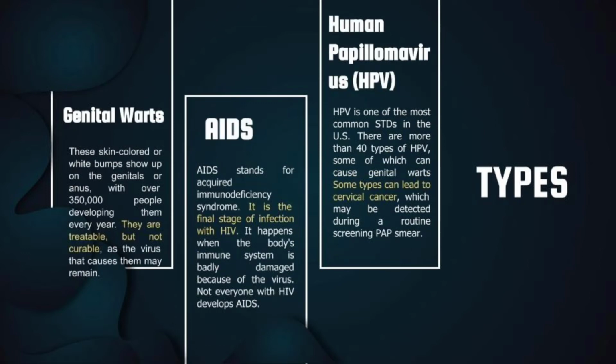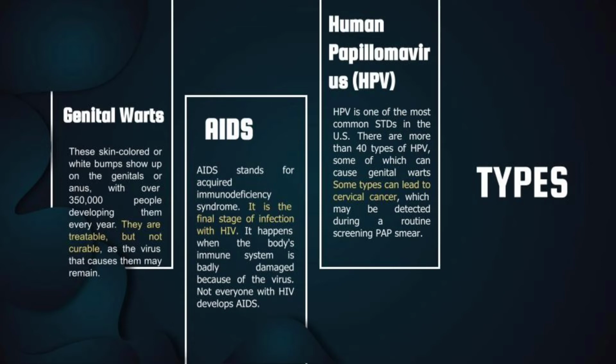The next type is what we call genital warts. So what are genital warts? These are skin-colored or white bumps that show up on the genitals or anus. So the statistics over this, there are over 350,000 people developing genital warts every year. Imagine how many people are contracting this disease. They are treatable, but sadly they are not curable, as the virus that causes them may remain.